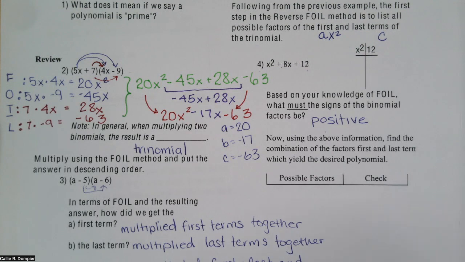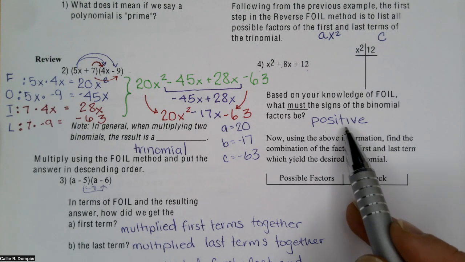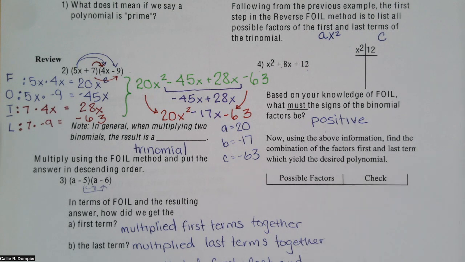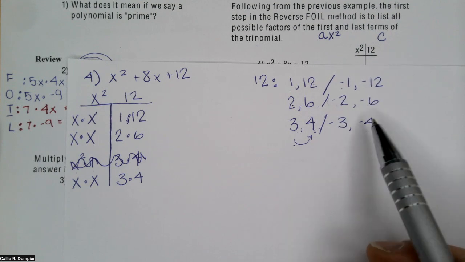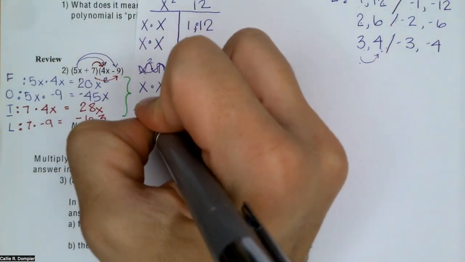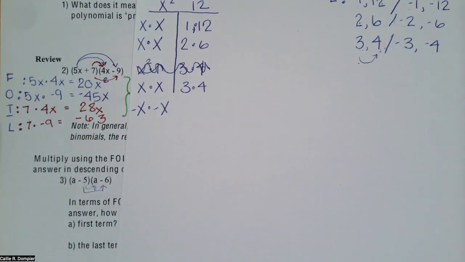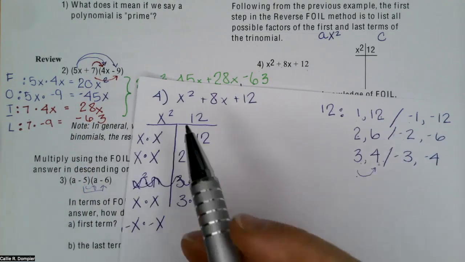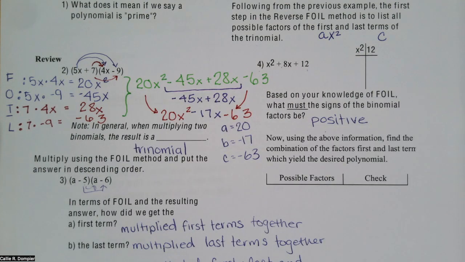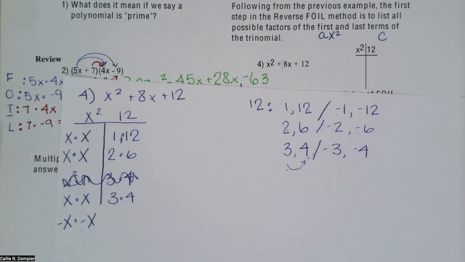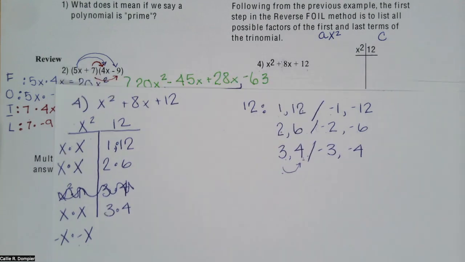Okay, so because the binomial factors must be positive, I do not have to include -1, -12, -2, -6, -3, -4. Also, I guess true enough, -x times -x, right? It's not going to come up, but those are a pair of factors that would give you x squared. -x times -x would give you positive x squared, because negative times negative is positive. Right, but because that 8 is positive, we are only going to list the positive factors of the number 12.